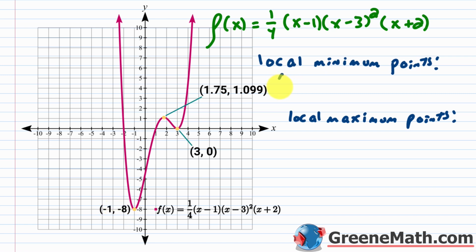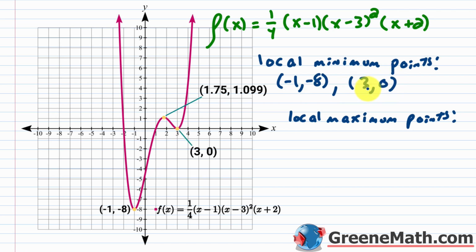So that's going to be a local minimum point. So -1 comma -8. So we're going to come back up here. Forget about this for right now. We're going to come back down. So this right here, again, we're changing from decreasing to increasing. So this forms a little valley here. So another local minimum point, you're going to have that at 3 comma 0.